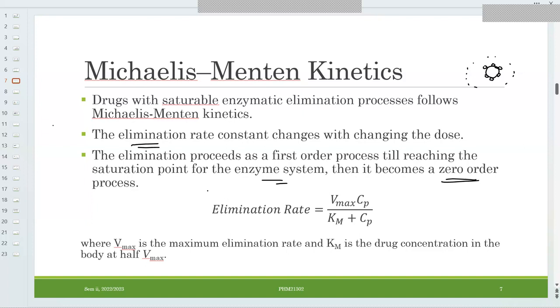So here the equation becomes somewhat more complicated. In linear pharmacokinetics, we said the elimination rate equals K times D, or K times Vd times Cp, right? But here we have two terms, Vmax and Km. Vmax is the maximum velocity, or maximum elimination rate, the enzyme can give. Km is the drug concentration in the body at half Vmax.